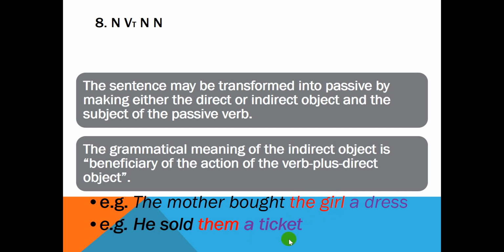He sold them a ticket. What did he sell? A ticket. So he sold a ticket; this is the direct object. Them is the indirect object. The noun position here can be a noun phrase or a pronoun, also in the position of subject.